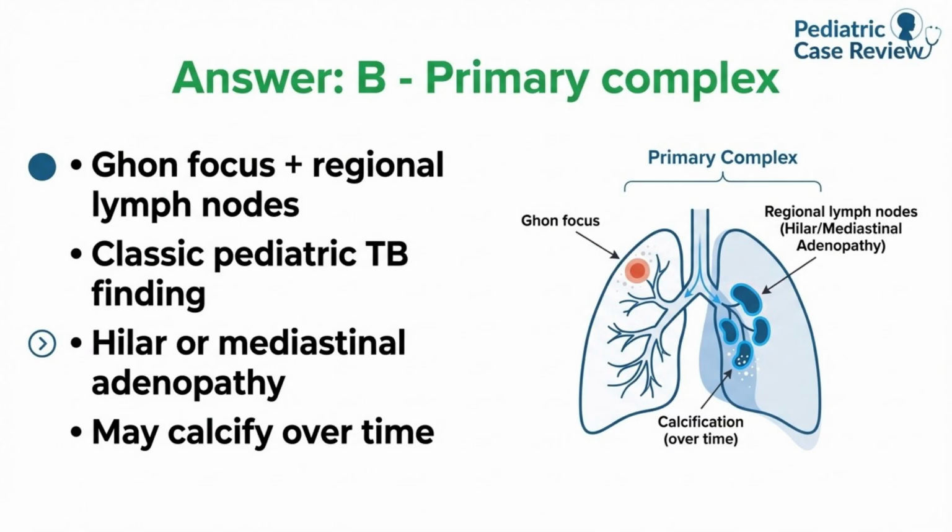The primary complex, also called the Ghon complex, consists of the initial lung parenchymal lesion called the Ghon focus plus enlarged regional lymph nodes, typically hilar or mediastinal. This is the characteristic radiographic finding in primary tuberculosis in children, representing the initial site of infection and the regional lymph node response. Unlike adults who commonly develop cavitary disease, children typically present with this lymph node predominant pattern. The primary complex may calcify over time, leaving a permanent radiographic marker of previous infection.